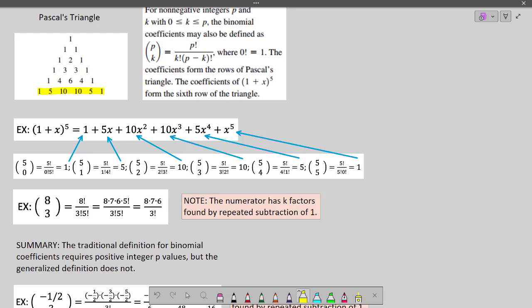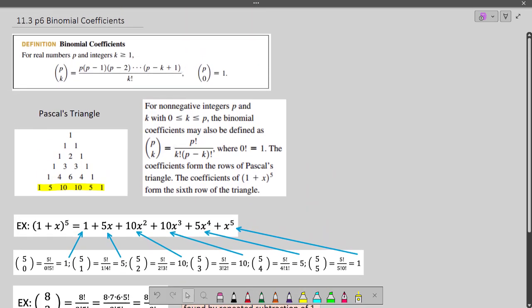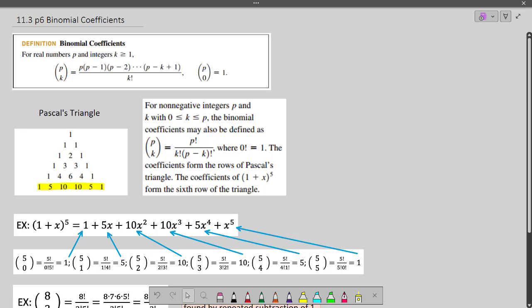And that's what the binomial coefficients are. So let's first start with an example, because some of you have never seen this before. And if you've had a stats class, you will have seen it. So the way we pronounce this is 5 choose 2. It's called the binomial coefficient.